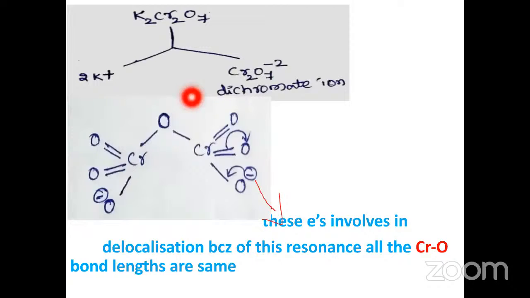Here K2Cr2O7 dissociates into potassium ions and dichromate ion. This is the structure of the dichromate ion. In this dichromate ion, these electrons are involved in delocalization. Because of this resonance, all the Cr-O bond lengths are the same in the dichromate ion.